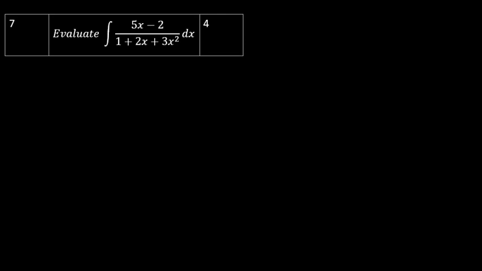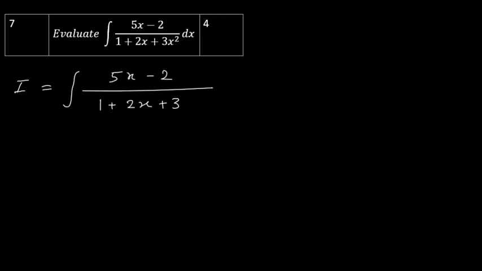I equal to integration of (5x minus 2) divided by 1 plus 2x plus 3x square. So I can write them in reverse order also, that is 3x square first, then 2x, then plus 1. But let us first write the question as it is. Now let us understand the concept. What concept should we follow here, which type of problem is this.